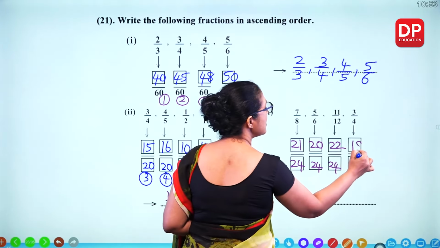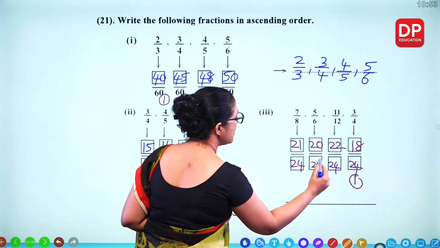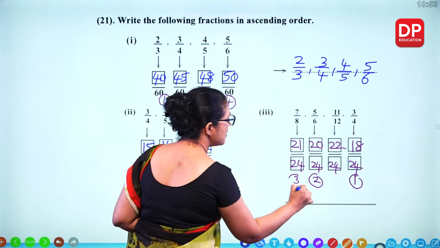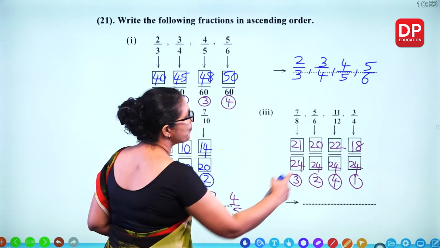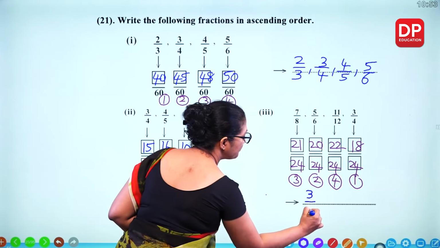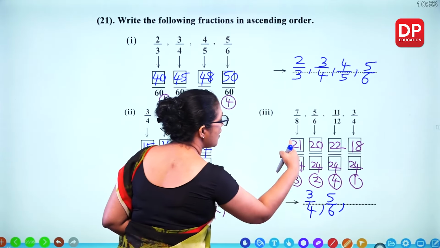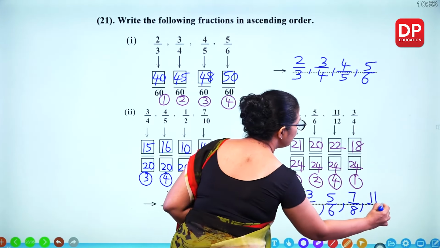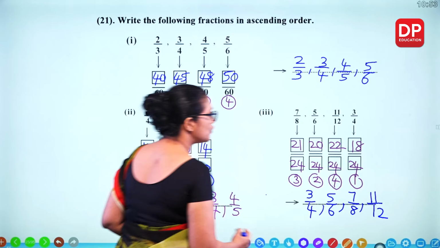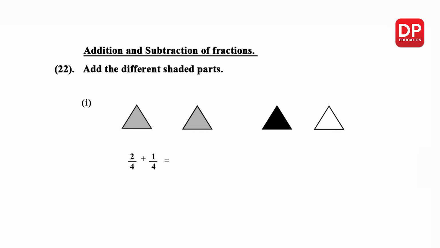6 times 3, 18. Now, identify the lowest one. That's this. Then, this is second, third, and fourth. Now, write it down. This is the lowest one, 3/4. Second one is 5/6. Third one is 7 over 8. Fourth one is 11 over 12. So that's in ascending order. Now we'll look at how we add and subtract fractions.